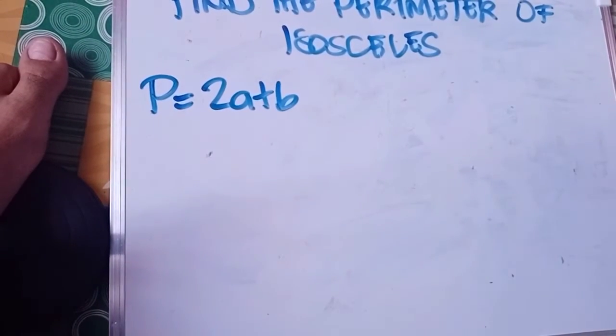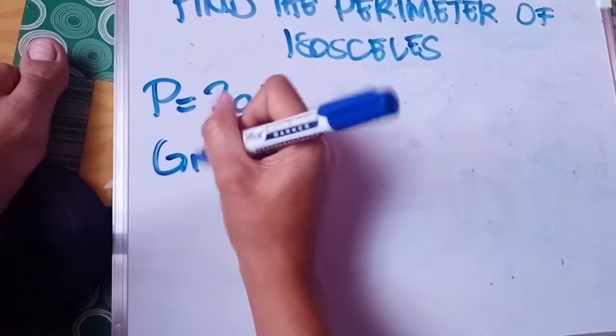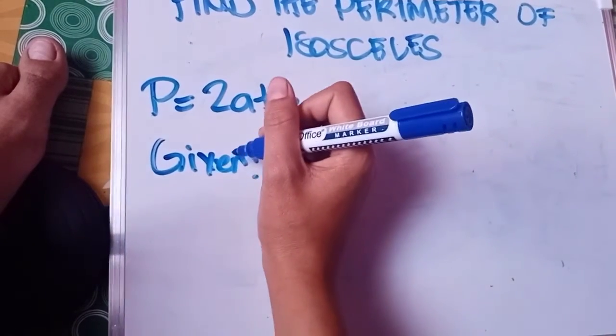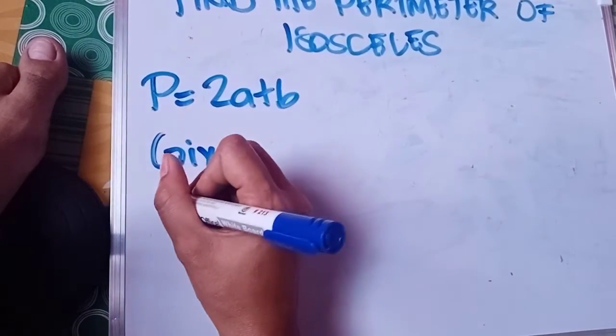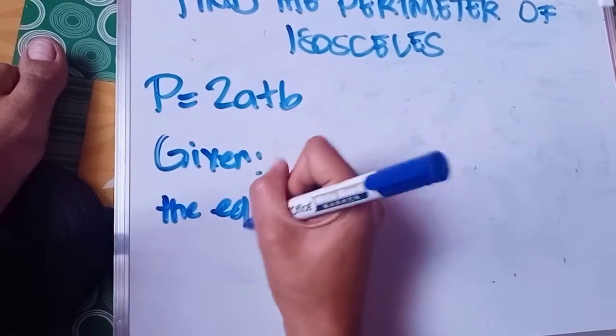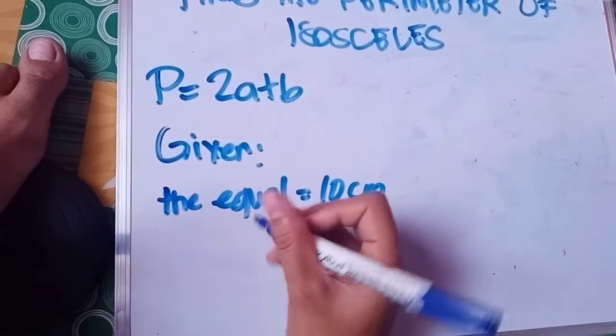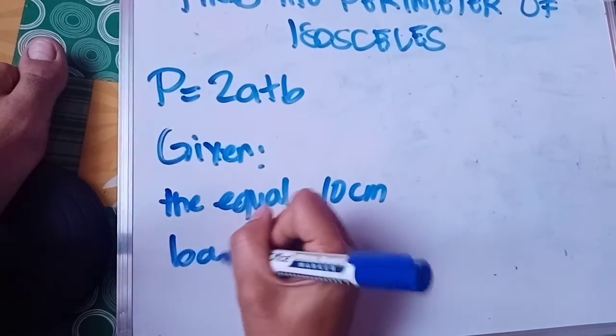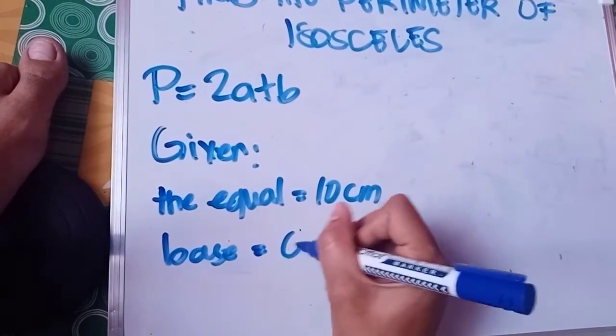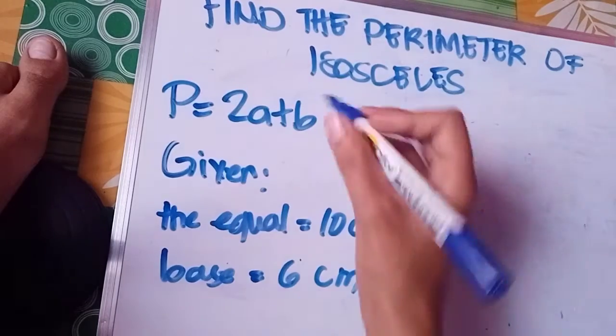Let's have an example of isosceles. What is the perimeter of an isosceles triangle with the length of one of the equal sides 10 centimeters and the base equal to 6 centimeters? Our given: the equal side is 10 centimeters, and our base is 6 centimeters.